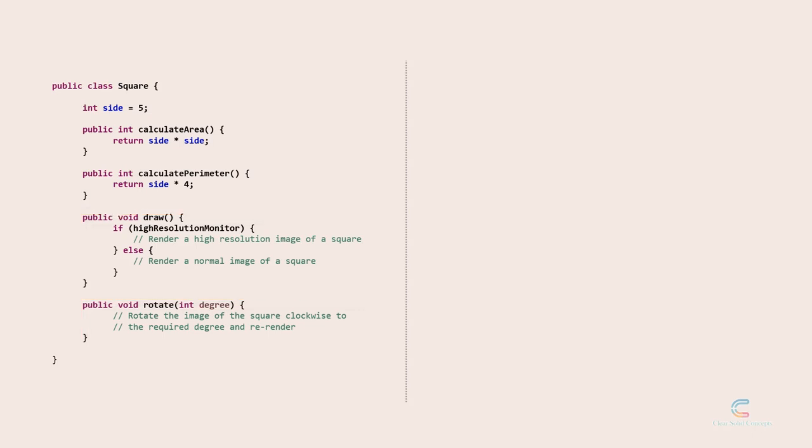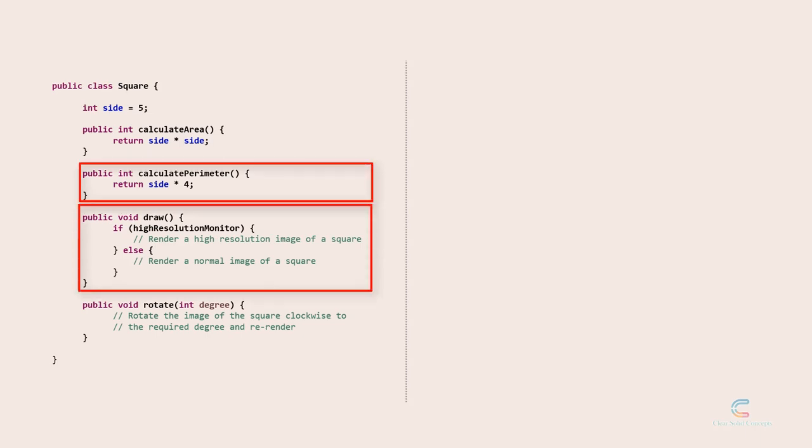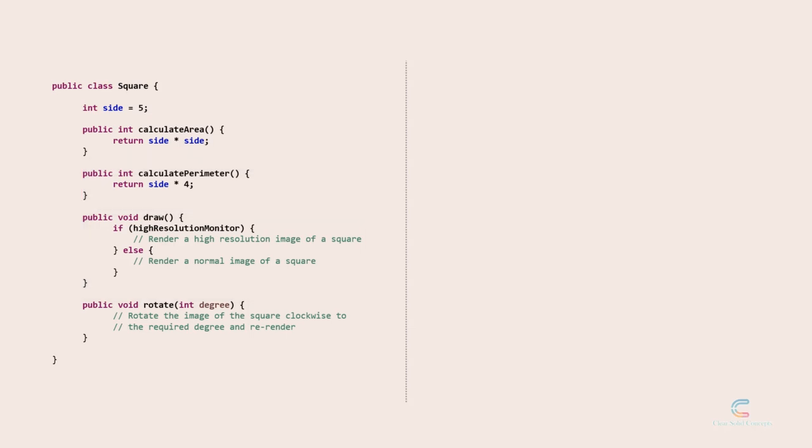But if you take all of the methods as a whole, the level of cohesion is low. For instance, the calculate perimeter method is not closely related to the draw method, as they deal with entirely different responsibilities. So I am going to do some shuffling so as to increase the level of cohesion. Let me take these draw and rotate methods and move them to a different class.